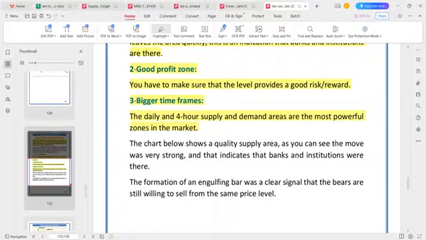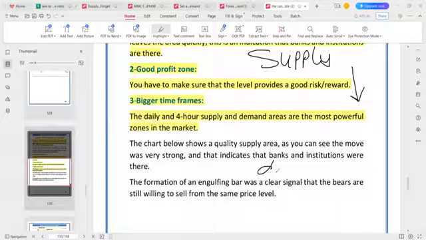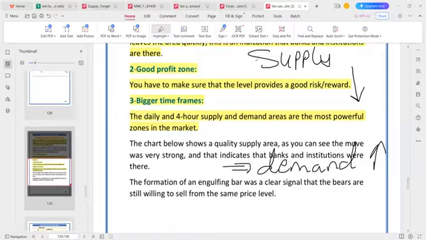Okay, let me also explain. Supply, when you are supplying something, these terms, when you supply, you are selling. When something is in demand, you are buying. So demand zones are buying zones, supply zones are selling zones.